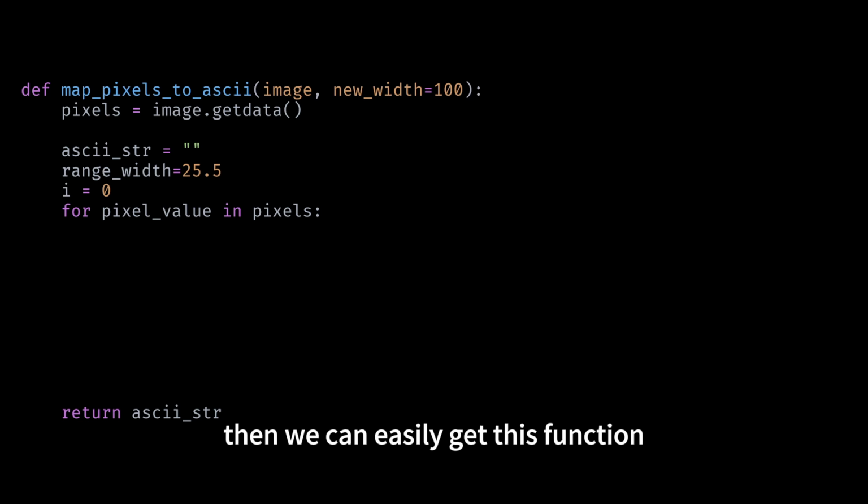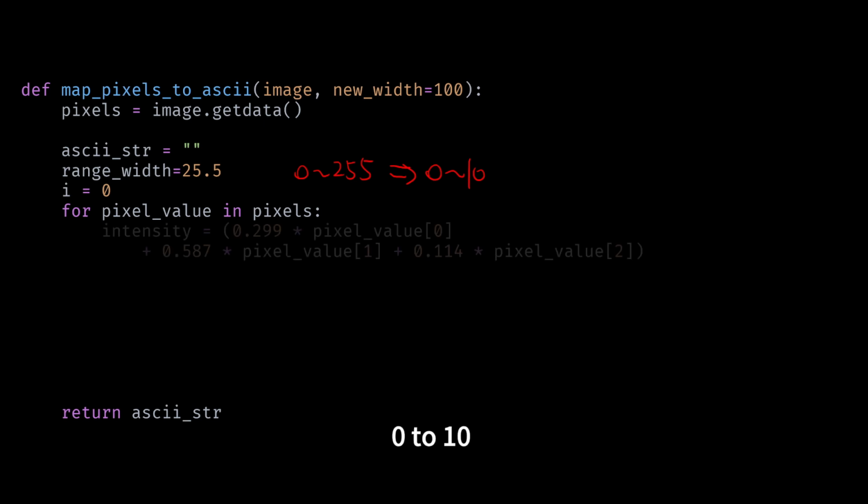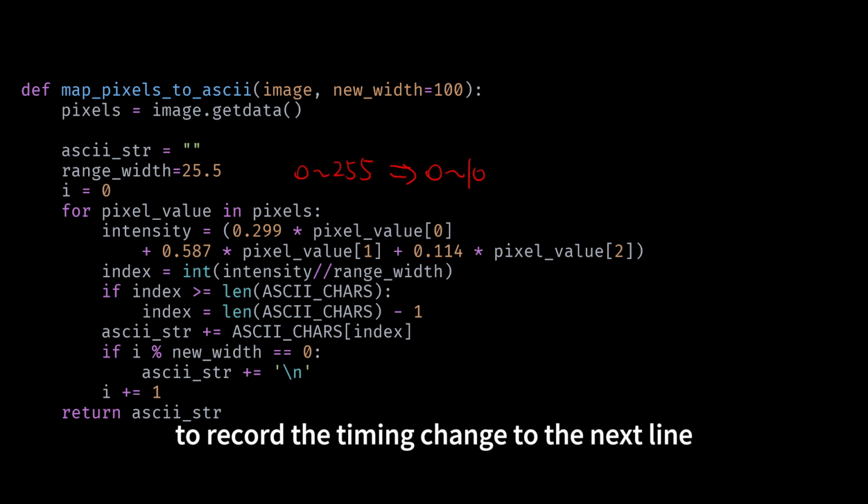Then we can easily get this function. It reads every pixel from the image and changes it into characters. I use the range width variable to remap 0 to 255 to 0 to 10, and I use i to record the timing to change to the next line.